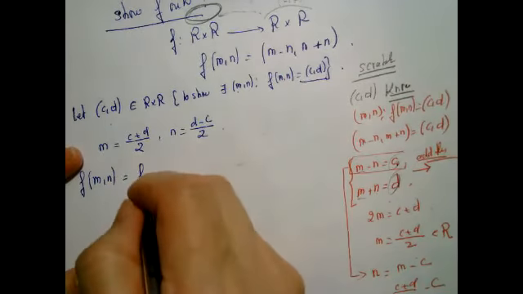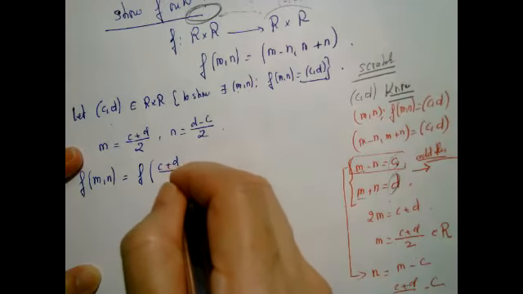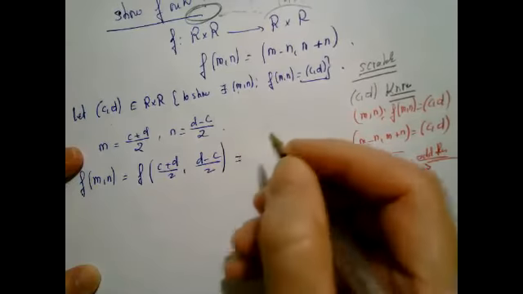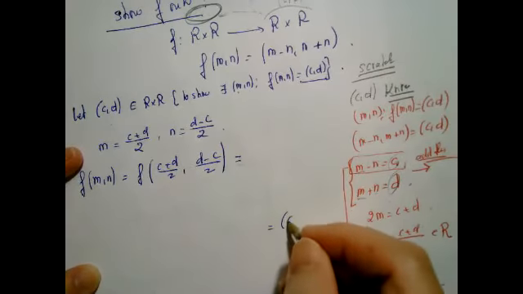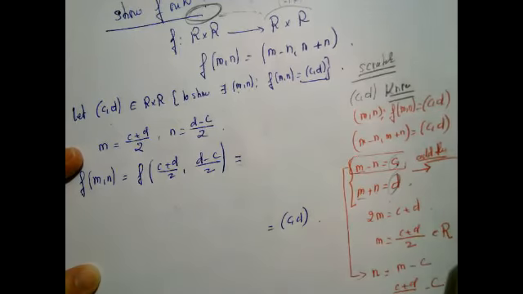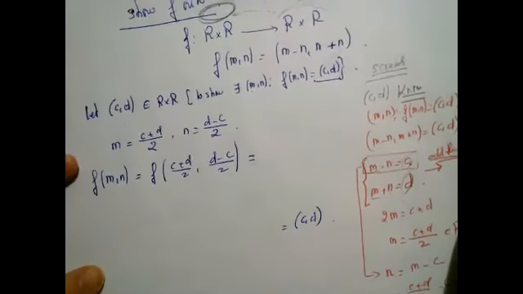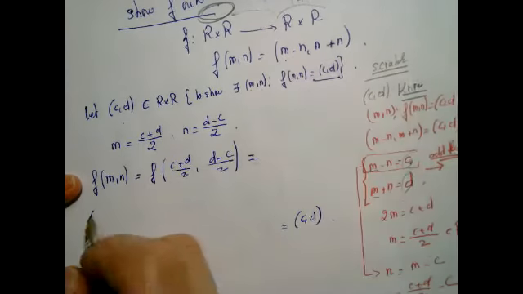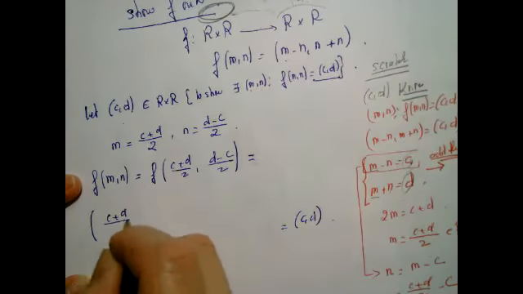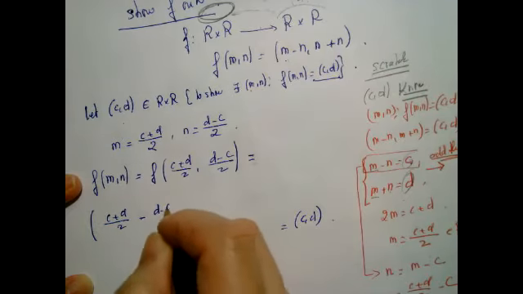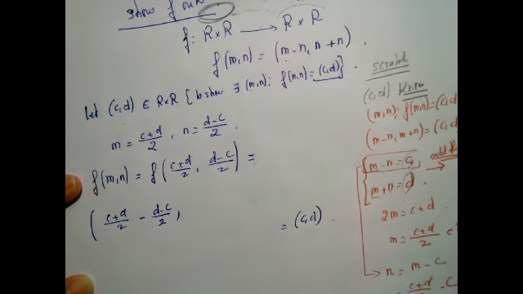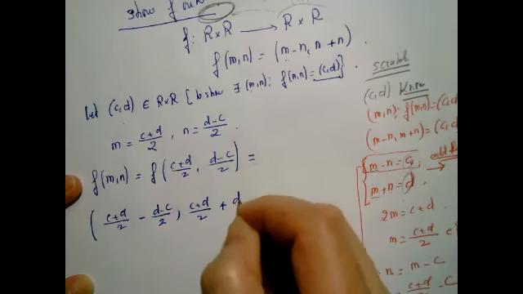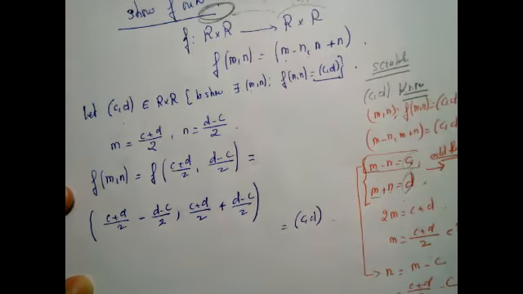So f of mn is equal to that. I have to convince you at the end that my choice is a good choice. My choice does go to CD. Okay, so now I plug them back in. What does f do? It takes the difference, and then it takes C plus D over 2 and adds D minus C over 2.